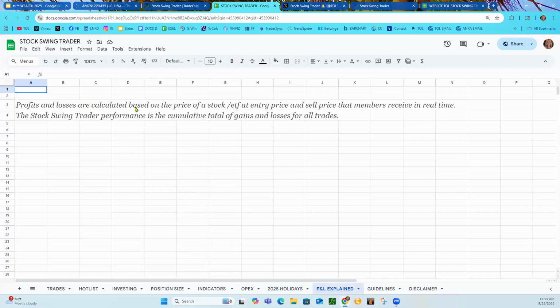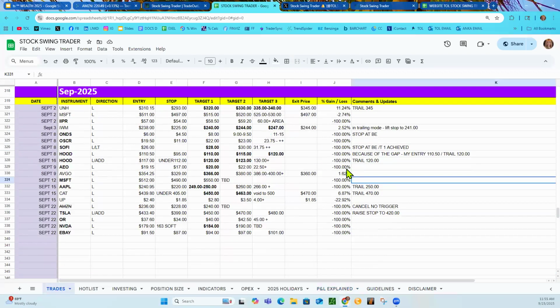The profits and losses are calculated based on the price of the stock or the ETF at the entry price and sell price that members receive in real time. And the stock swing trade performance is the cumulative total of gains and losses for all trades. So here you are, those results right here. This is the way it was designed. But like I said, the results are what matters. It's beautiful.